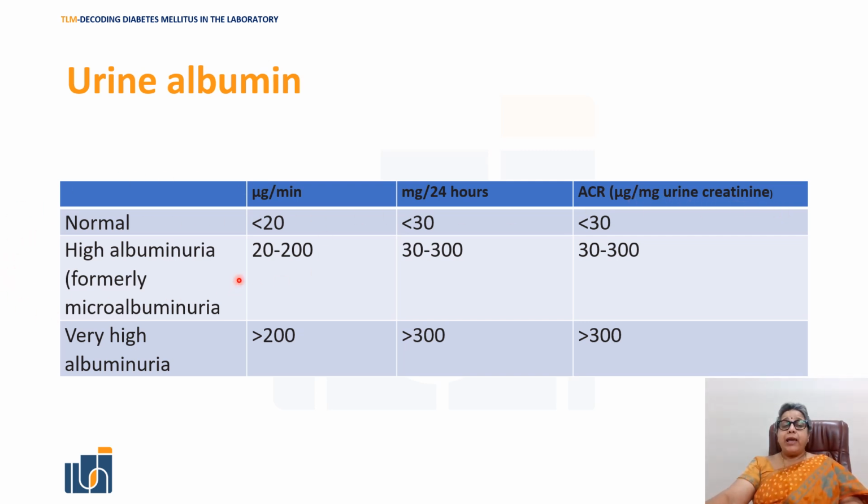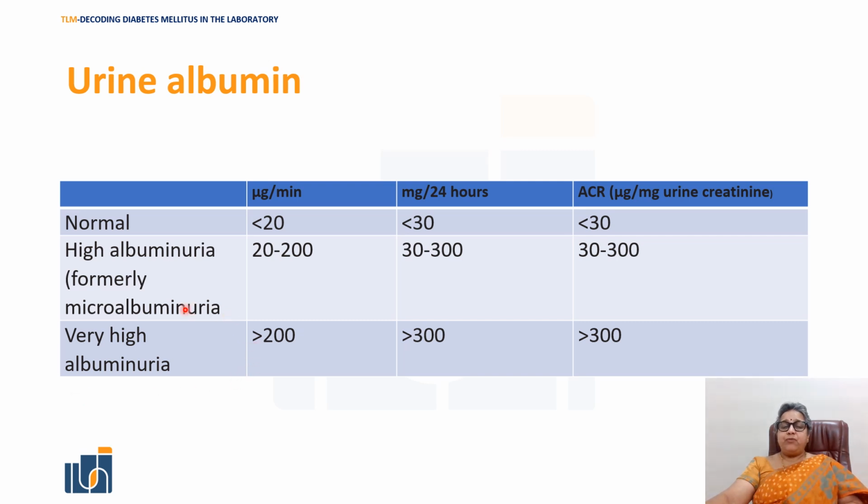Now, when you have high albuminuria, which was earlier called microalbuminuria, which means that before you can actually with your dipstick detect protein, it is something that comes before you detect protein using the normal methods. So you had a separate kit and there was a method to detect these microproteins or microalbuminuria. So high albuminuria was 20 to 200 micrograms per minute or 30 to 300 milligrams per 24 hours. 30 to 300 was the ACR also.